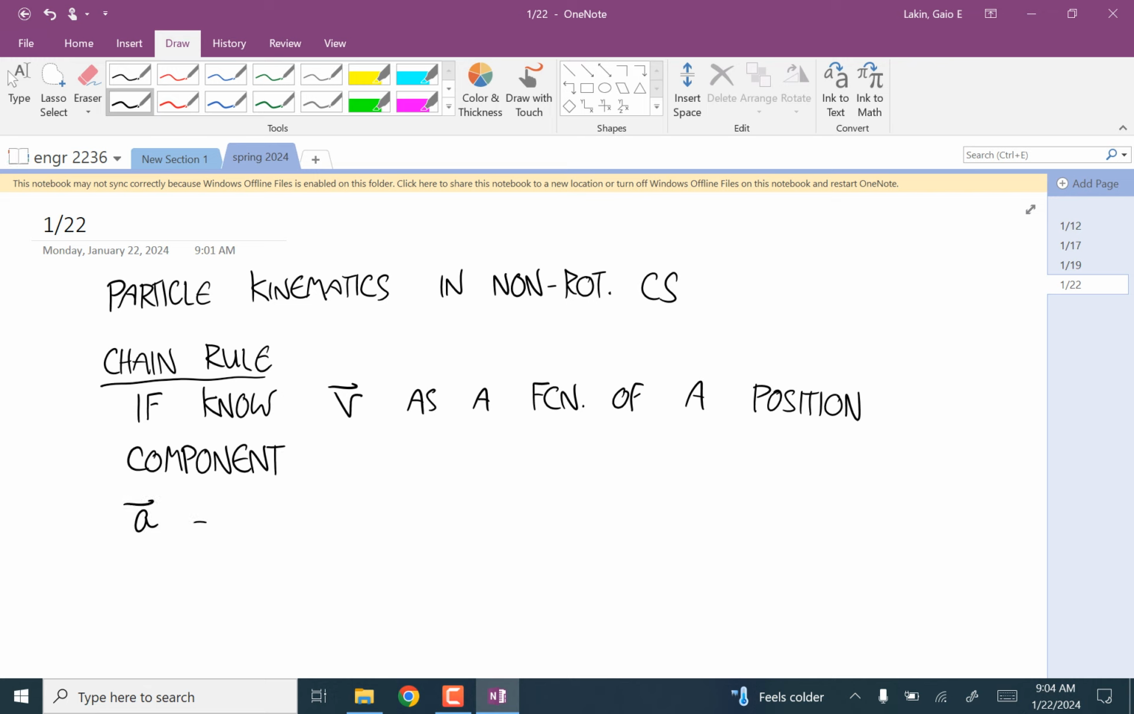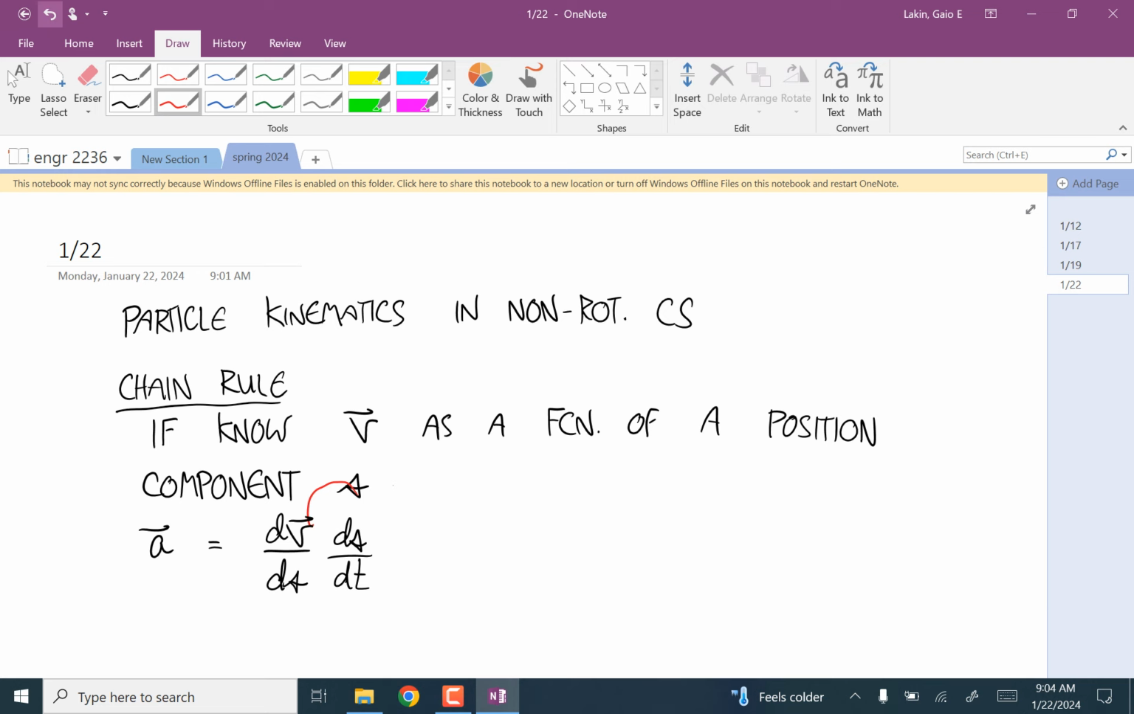Then the acceleration is going to be the derivative of that velocity with respect to, let's say, the position component, let's call it s. The acceleration is going to be dv ds times ds dt. And the thing you have to notice is that this is a velocity component.